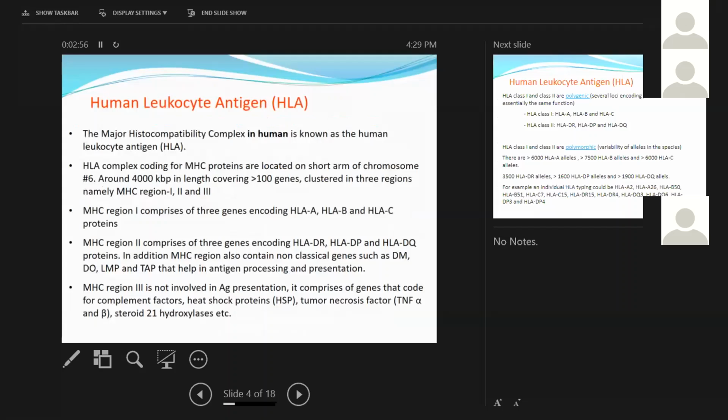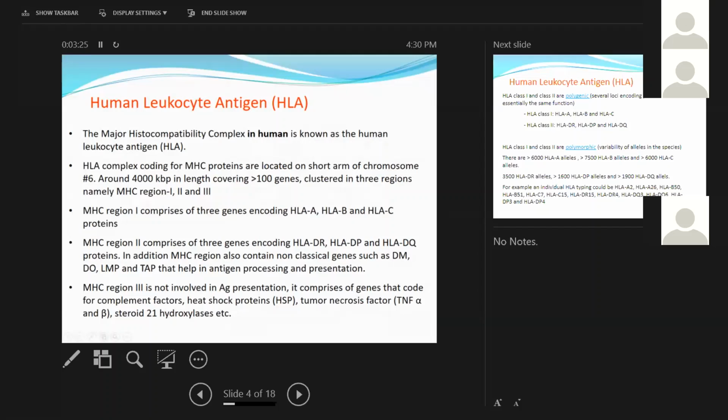Human leukocyte antigen is the major histocompatibility complex in humans. So you can say MHC or you can say HLA, both mean the same thing, but when we say HLA, we mean MHC in humans. The HLA complex codes for the MHC proteins, and they are located on chromosome number 6. They are around 4,000 kilobase pairs in length.